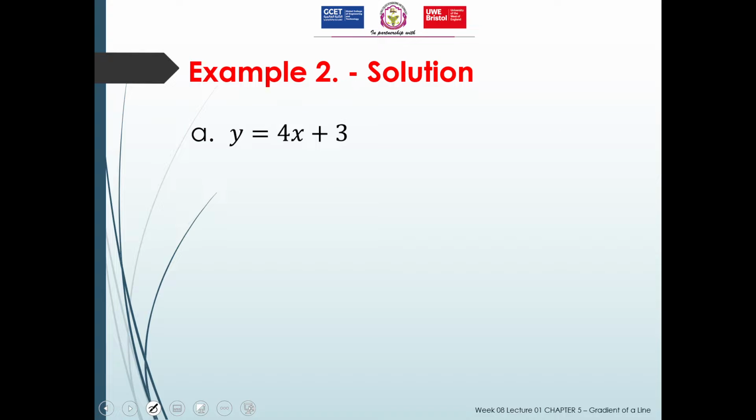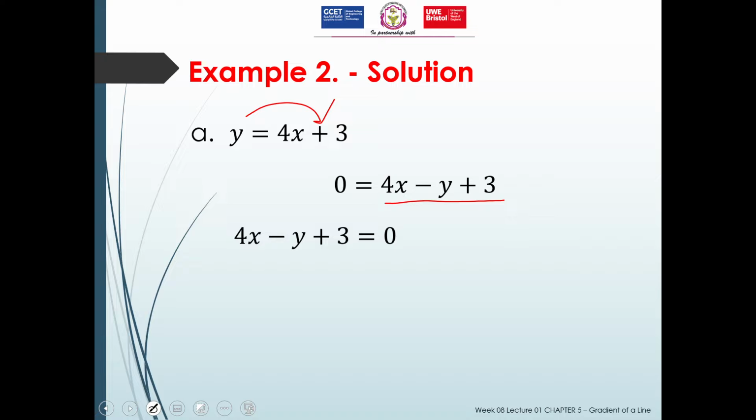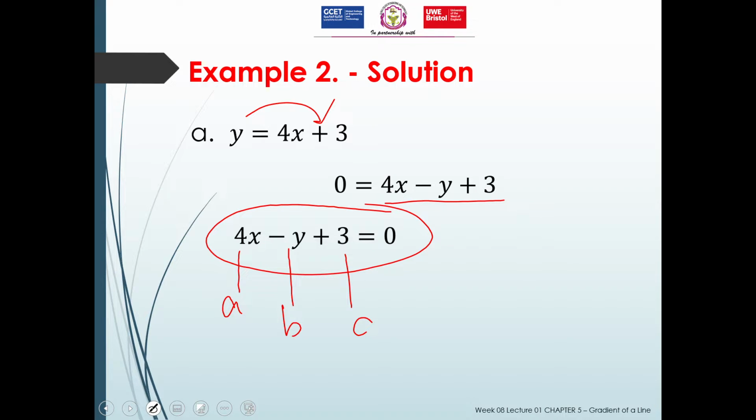So let's take a look at the solution. First, y equals 4x plus 3. The first thing we do here is put everything to one side and the other side should be 0. So we can put y to this side, and we get 4x minus y plus 3 equals 0. Let us flip the equation. Now this is in general form, where your a is equal to 4, your b is negative 1, and your c is equal to 3. Very easy.